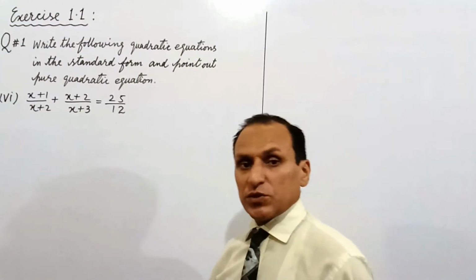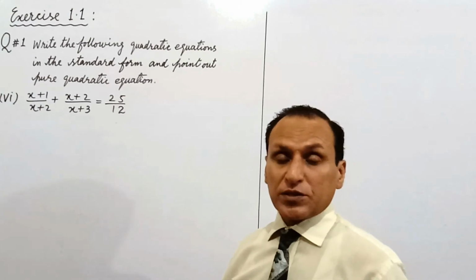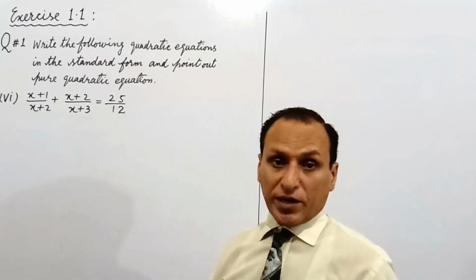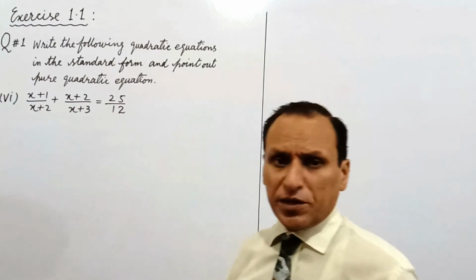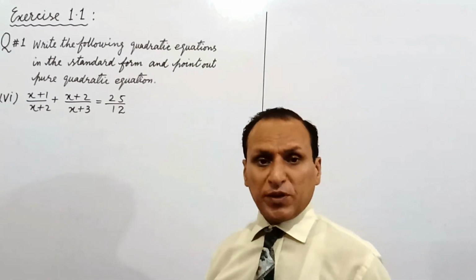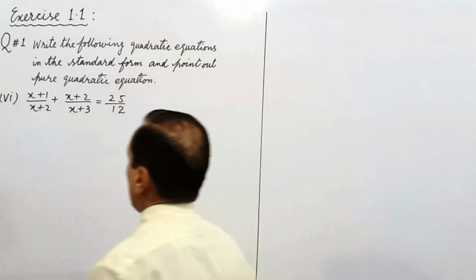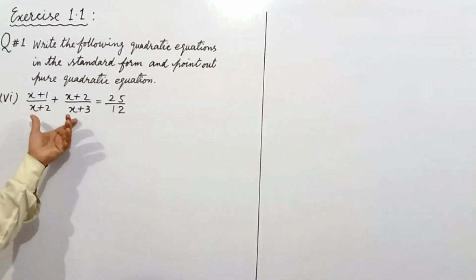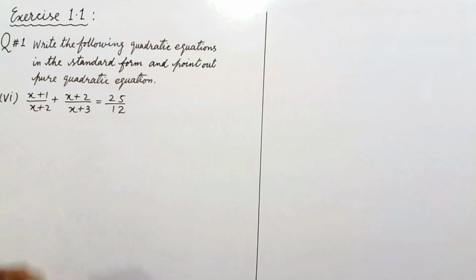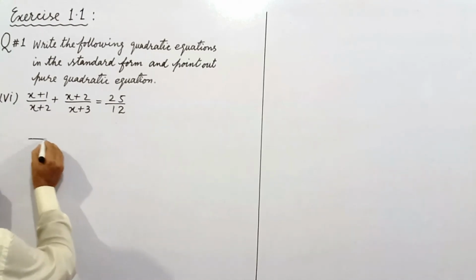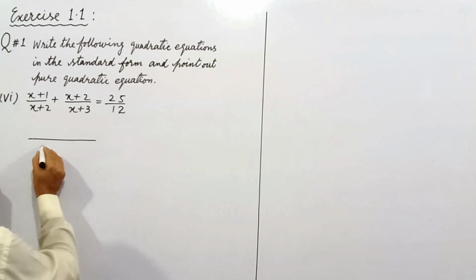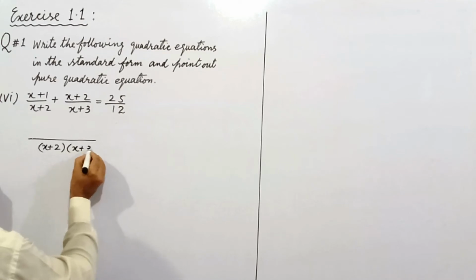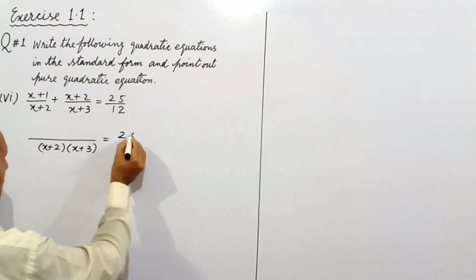Let's do the part 6, in which we are required to point out whether this equation is a pure quadratic equation or standard form of quadratic equation. So we use a different technique as discussed in the previous 5 parts. So that is, we take the LCM of the left hand side like this. x plus 2, x plus 3 are non-common factors. So we write the LCM as same, x plus 2, x plus 3 equal to 25 over 12.